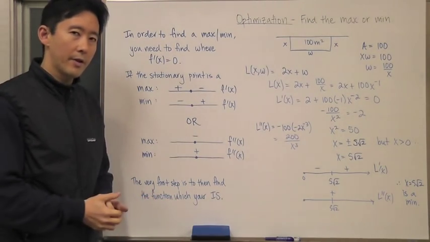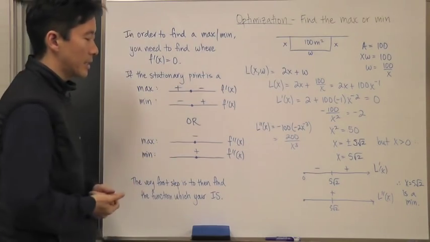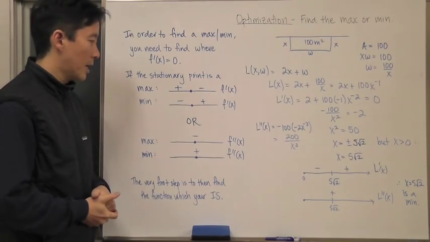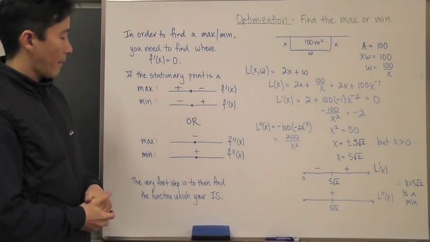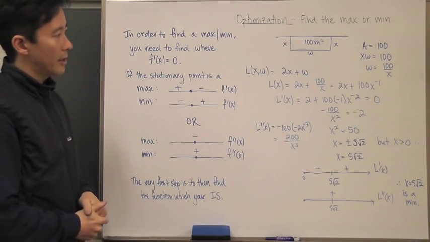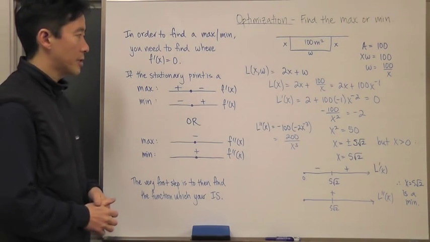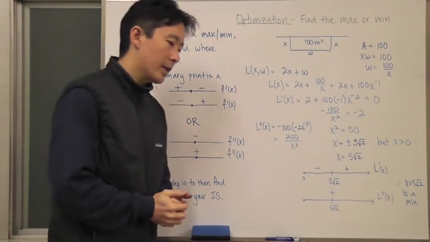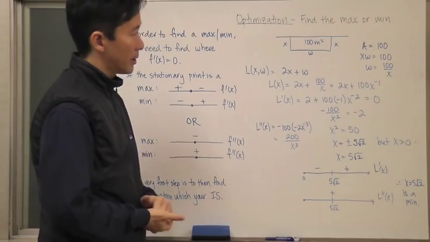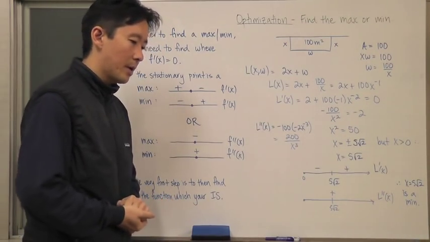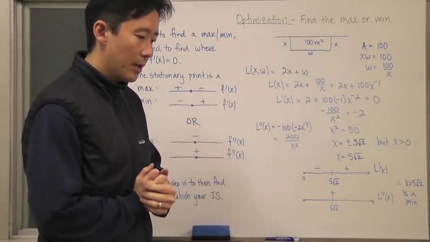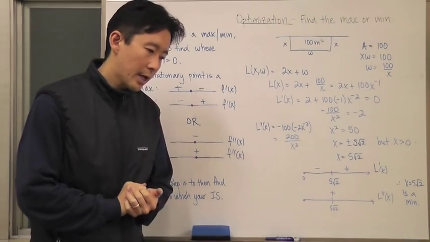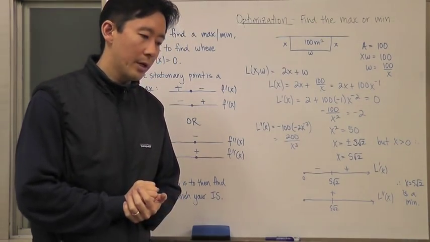And if you can't find out what that function is, then none of this makes any sense. So we need to find our initial statement, which is going to be the function that we're going to analyze. Now let's take a look at number 1 in the book. This problem talks about a duck farmer. Let me just read it to you. A duck farmer wishes to build a rectangular enclosure of area 100 square meters.